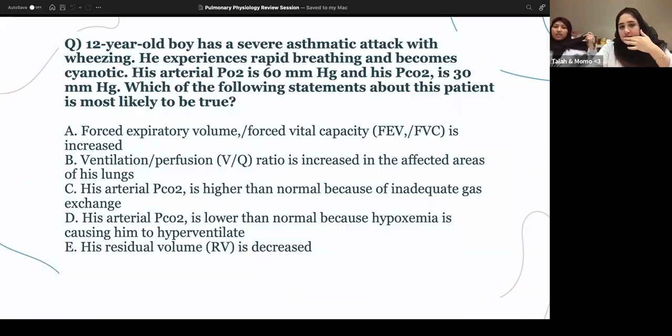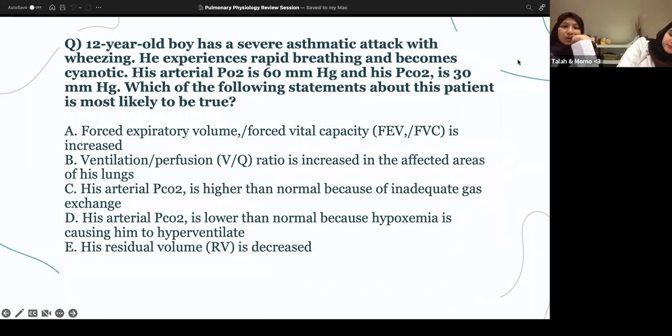Okay. So a 12-year-old boy has a severe asthmatic attack with wheezing. He experiences rapid breathing and becomes cyanotic. His arterial PO2 is 60 millimeters of mercury and his PCO2 is 30 millimeters of mercury. Which of the following statements about this patient is most likely to be true?